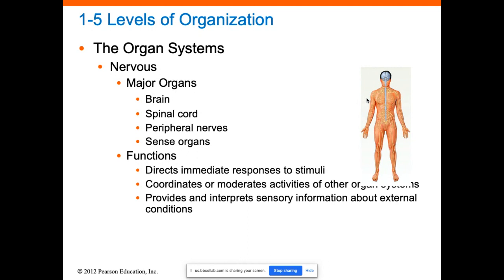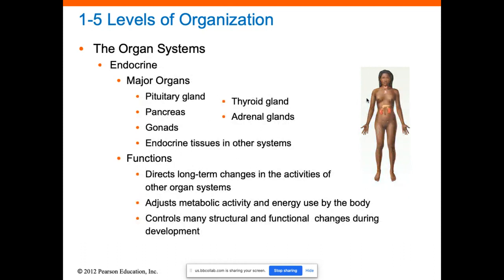The whole idea of the neural system, it's like a computer. It takes in information, it processes the information, and then it does something with that information. Sensory information comes in, there's a processing of that information, and then motor information goes out. That's how the neural system works.